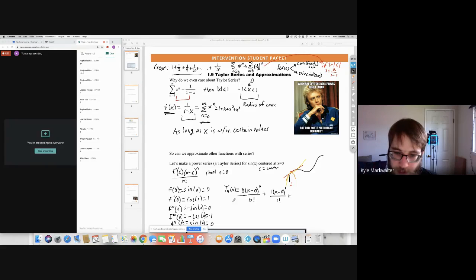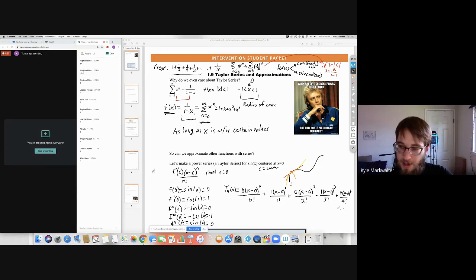Plus, then I move on to my second derivative, my second term, that'd be 0 times x minus 0 squared over 2 factorial. Then I move to my third derivative, my third term. So minus, because notice it's negative, minus 1 times x minus 0 to the third power over 3 factorial. Then I move to my fourth term, plus 0 times x minus 0 to the fourth over 4 factorial, plus, and so on and so forth, right?